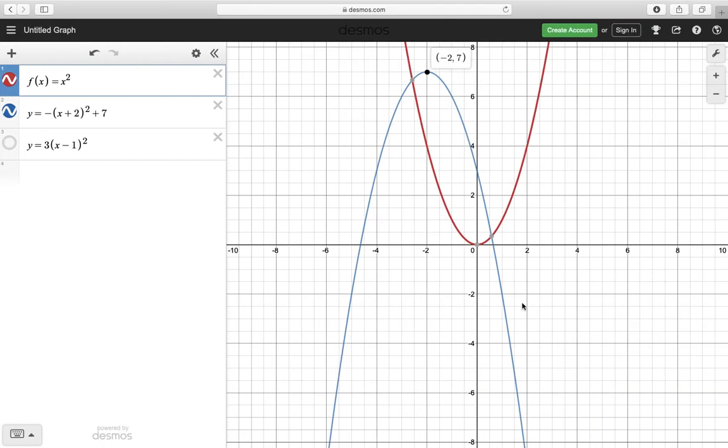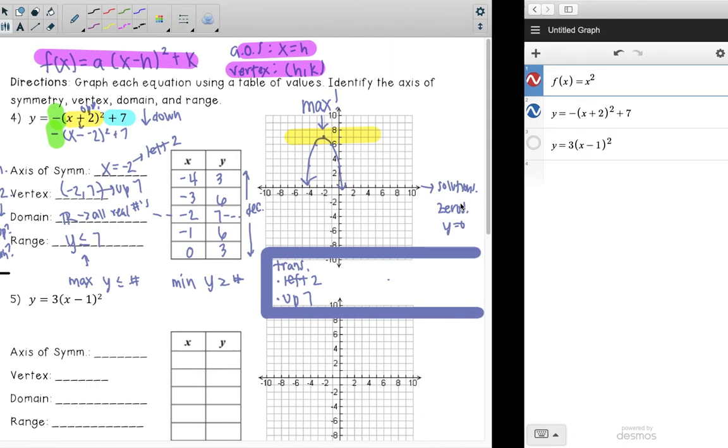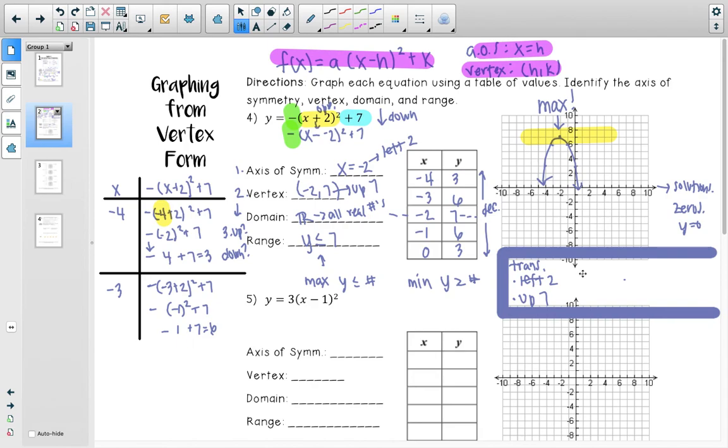Now I'm going to ask you what the other transformation is, and I'm just going to ask about the vertex. Notice how this vertex y value is at 7, and this one's at 0. So that means this graph went up 7. The 7 added right here is making it go up 7. And last but not least, the original graph is opening up. This graph is opening down. Since it's opening down, that means it's reflecting, and that's because of this negative right here. That makes it reflect.